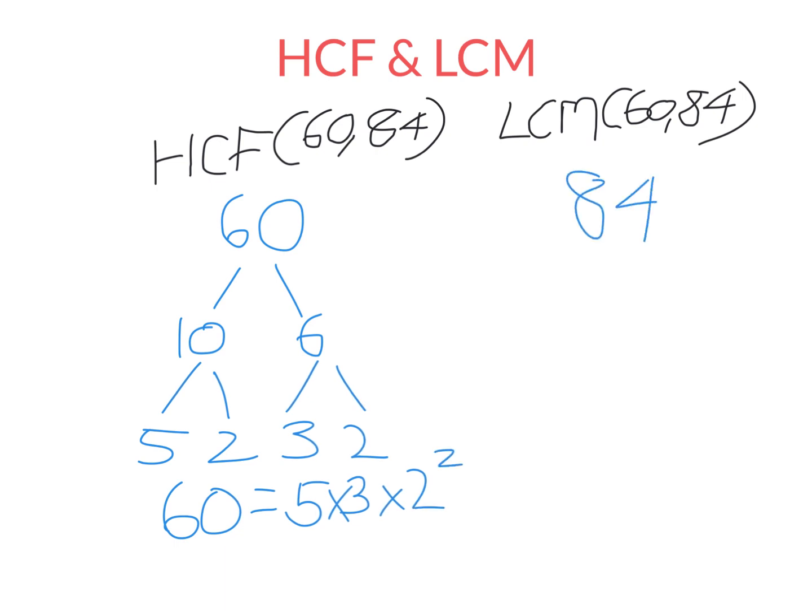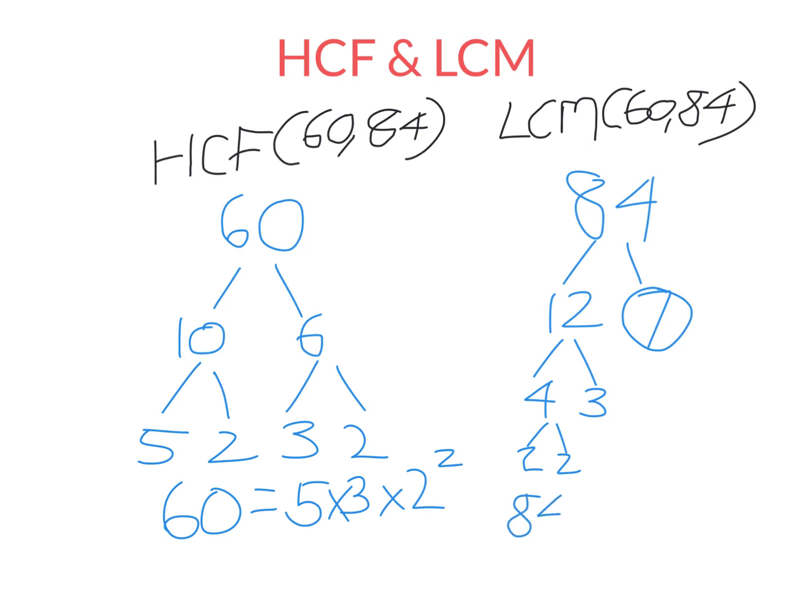So 84, we're going to do the same thing. Any two factors of 84 will do, as long as neither is 1. So 7 is prime, so we can't factor 7 anymore, but 12 is composite, so we factor it 4 times 3, and then we can factor 4 as 2 times 2. So 84 is equal to 2 squared times 3 times 7. So we can use these prime factorizations to calculate highest common factor and lowest common multiple.